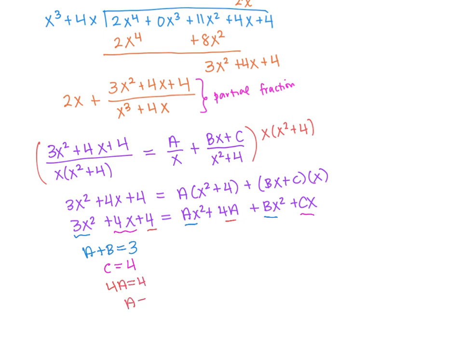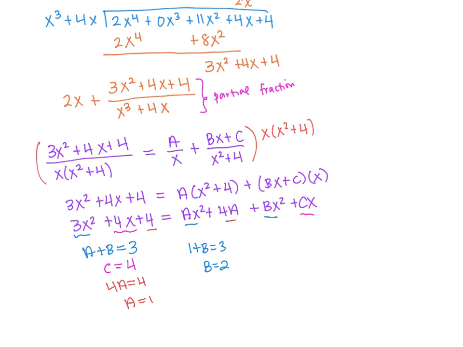Okay, so this one's not that bad. I get A equals 1, I have that C equals 4, and then A plus B equals 3. So 1 plus B equals 3, so B is 2. And you do sometimes get a 0 for maybe the B or the C on a problem like this, and that's okay. So don't panic if that happens.